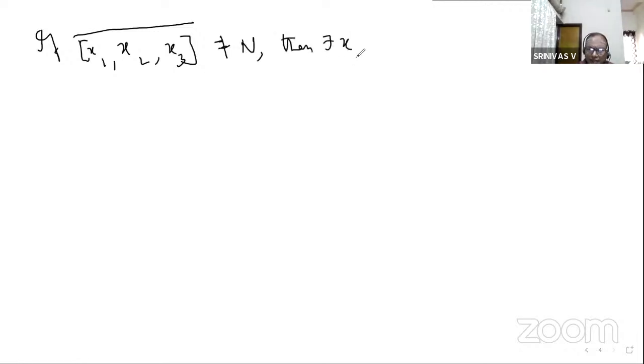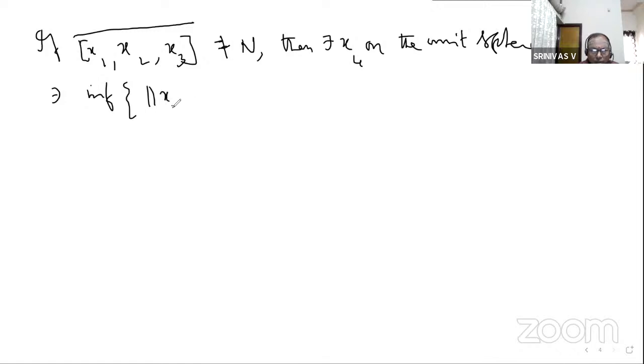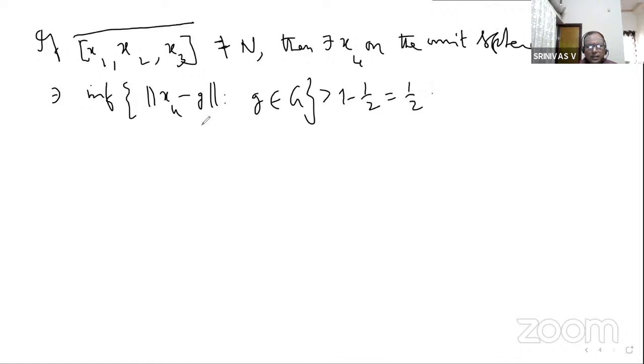There exists an x4 on the unit sphere such that the infimum of the norm of x4 minus g, as g belongs to the span, is greater than 1 minus half, which equals half. Okay, so this continues.